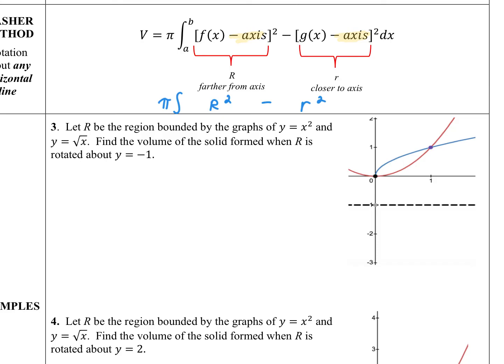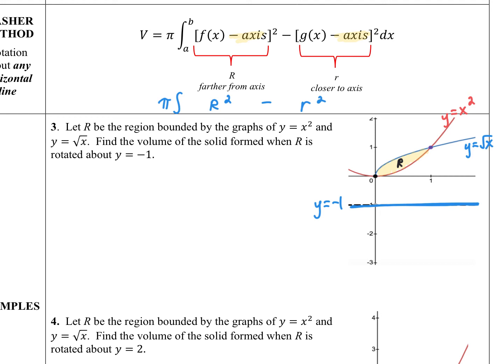This is actually the same region that we did in example 2 around the x-axis, but now we're going to change and have that axis of rotation be down here at y equals -1 and see what happens. So again, the first thing I want to do is figure out who's who. I know that this red one is my x squared function and the blue one is the square root of x. Find your inner and outer the same way, and I don't even need to draw the actual solid.